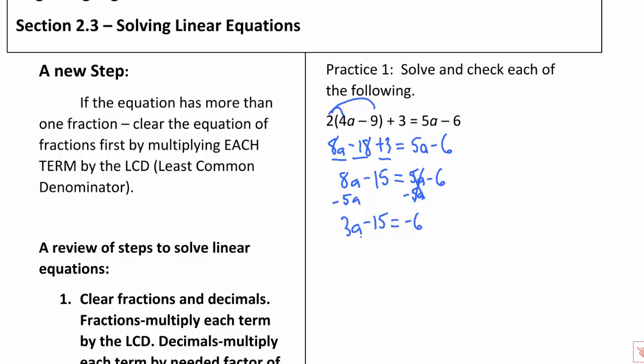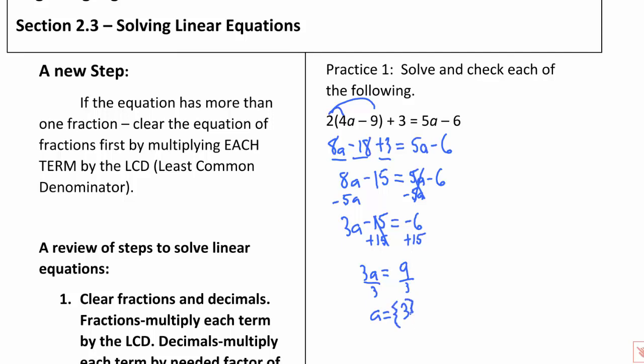Now I need to get the a by itself, which means I need to get rid of the constant term on the left-hand side. This is negative 15, so I need to add 15. I'm left with 3a on the left-hand side, and on the right-hand side, negative 6 plus 15. That's just 15 minus 6, which is 9. The larger is positive, so this is positive. I'm going to divide both sides by 3, so a is equal to 9 divided by 3, which is 3.